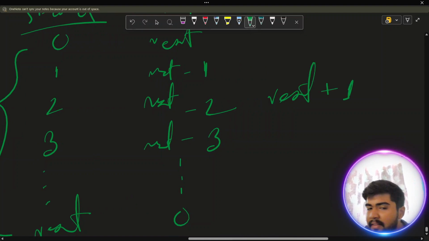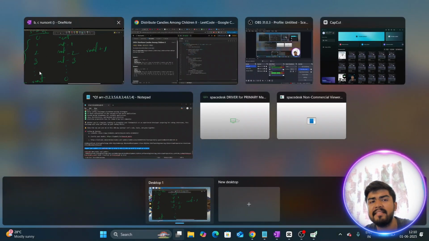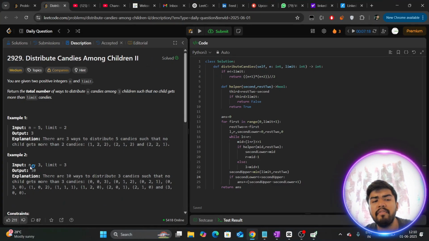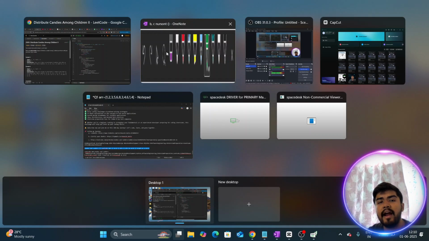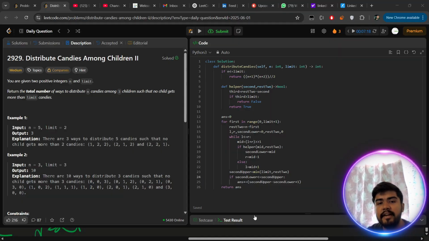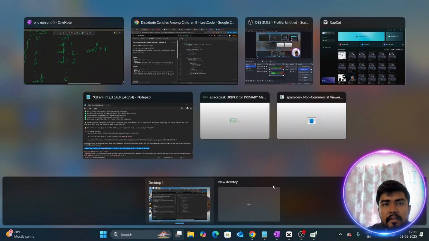So now we can go to the example test cases. We will first try to define the case where n is less than or equal to limit. That is this case, the example case 2. So there we have it. Oh no, it's stuck. Yeah, it should work.